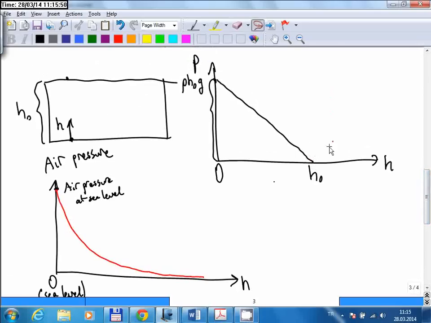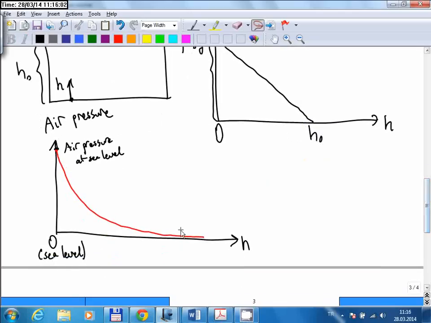So here you know that the pressure drops to zero at a certain level, and this is the height of the fluid. But in case of air, the pressure asymptotically converges to zero, like that. Okay, so this is how air pressure changes with altitude.